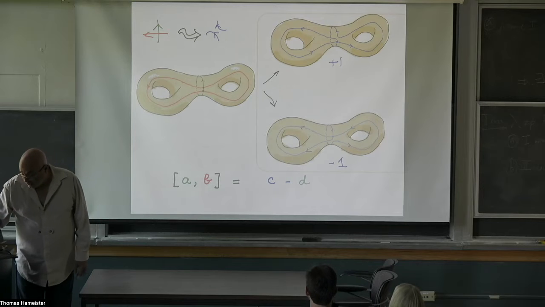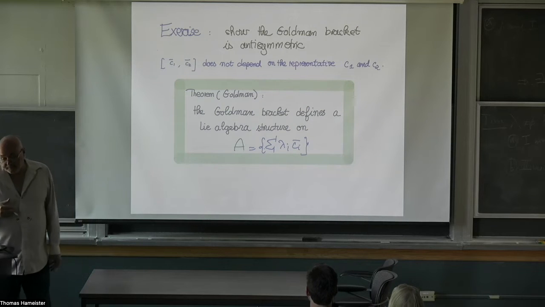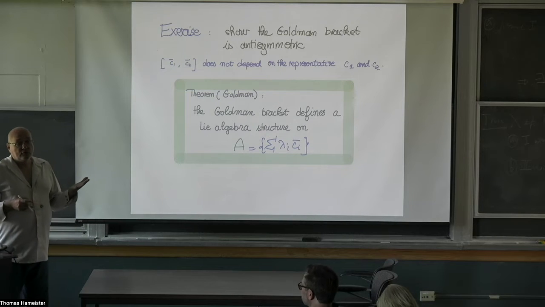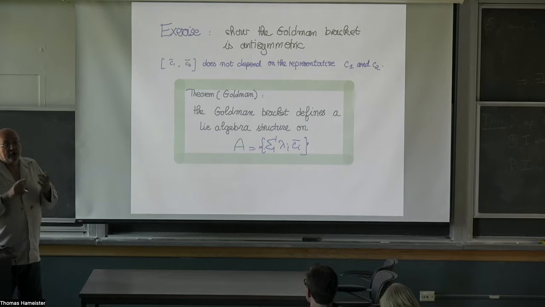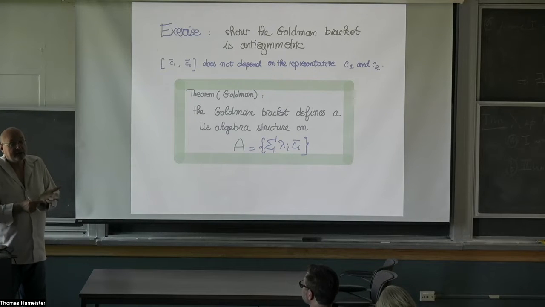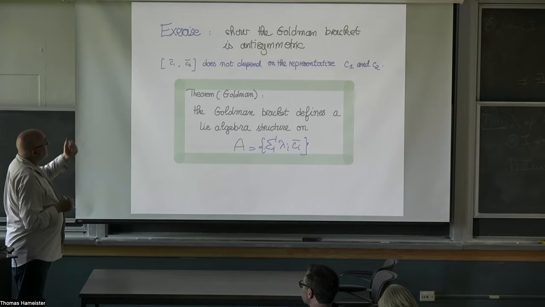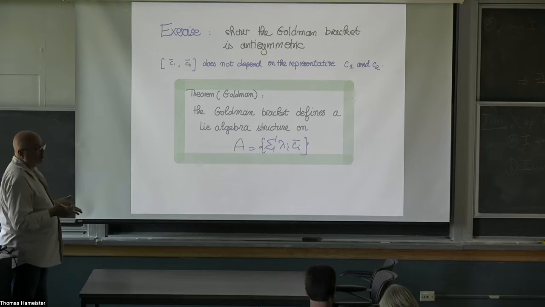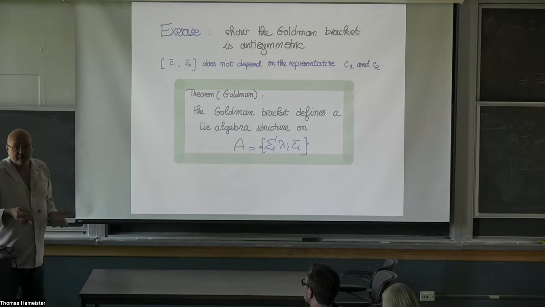So far so good, except that there is an exercise which is kind of fun, which is easy to do: to show that this bracket is antisymmetric, right? If you exchange the roles of C1 and C2, of course C1 followed by C2 is freely homotopic to C2 followed by C1. And this shows you that the Goldman bracket is antisymmetric. And what is more important is that this bracket does not depend on the representatives C1 and C2. It's not very difficult to show, right?